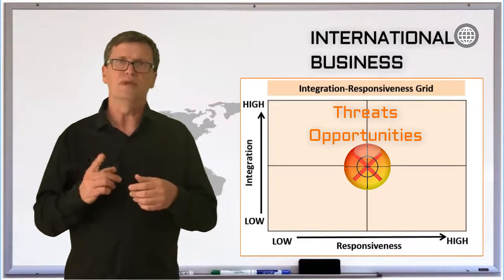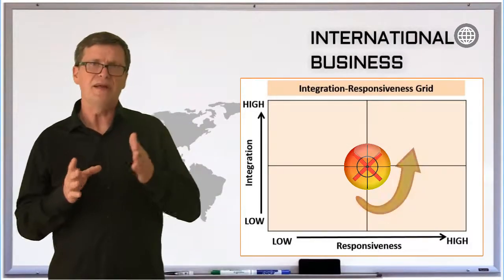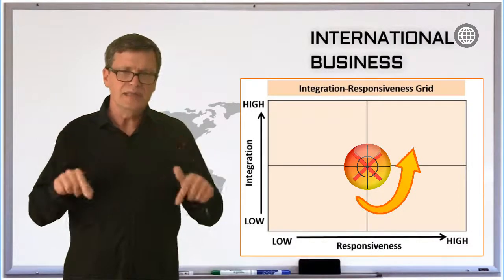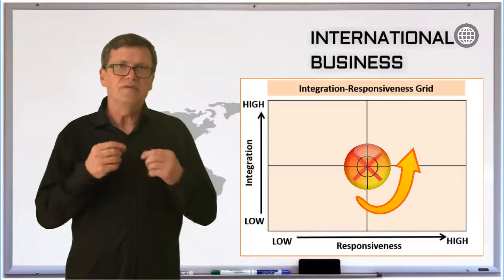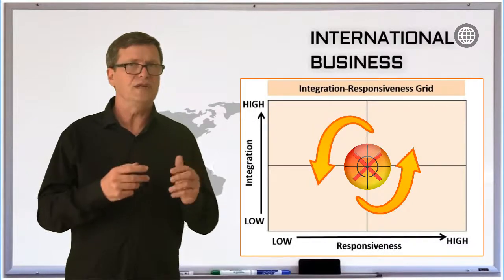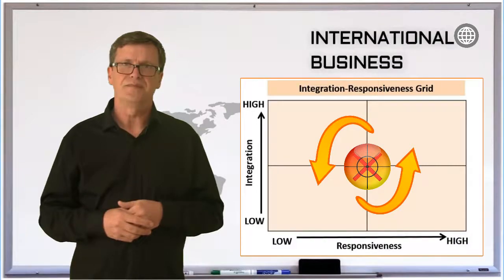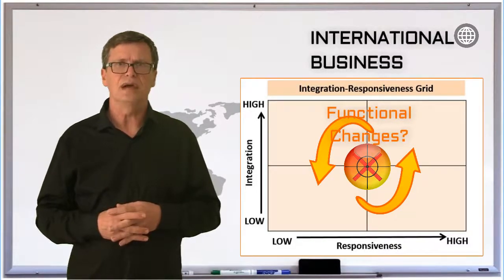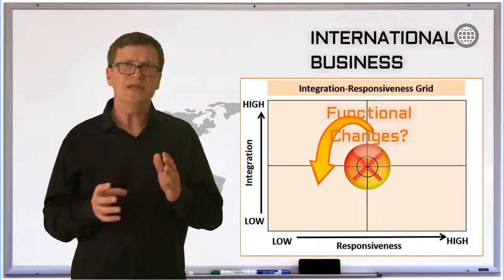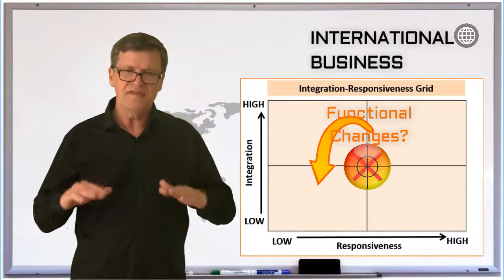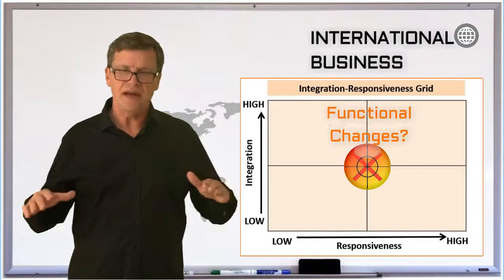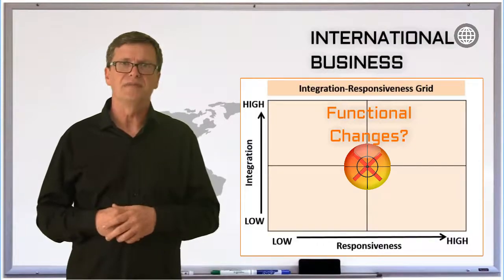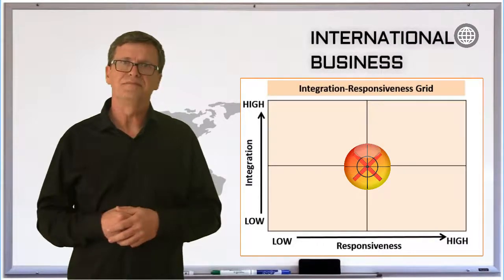But it's important to remember that companies can migrate from one strategy to another as their international business develops and the need for responsiveness or integration grows in their business. In addition to this, the IR grid analysis can also help managers to decide what changes might be needed at a business function level, such as manufacturing, finance, marketing, and other functional areas. So it's a very useful tool.